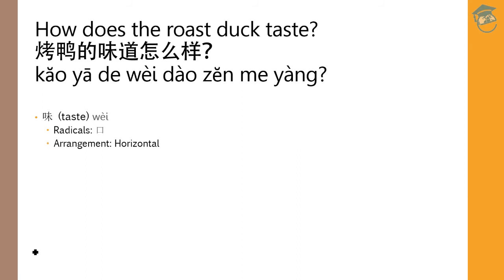We have also covered this grammar structure before, as in when you want to ask about the condition of something, you just have to ask 怎么样. Okay, you don't need things like is or verb to be. Alright, so 烤鸭的味道怎么样 in direct translation is roast duck's taste how. Okay, in proper English it means how does the roast duck taste.